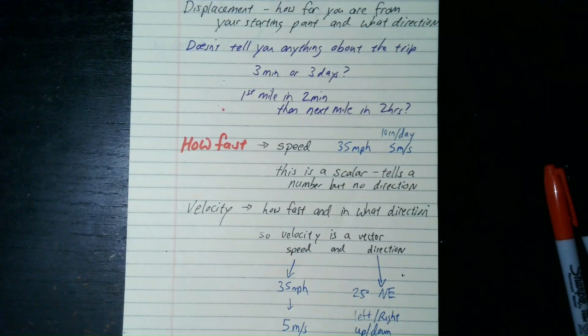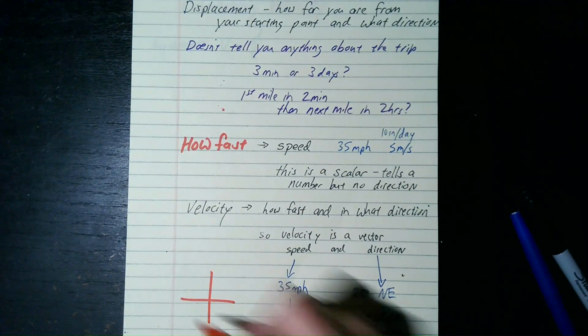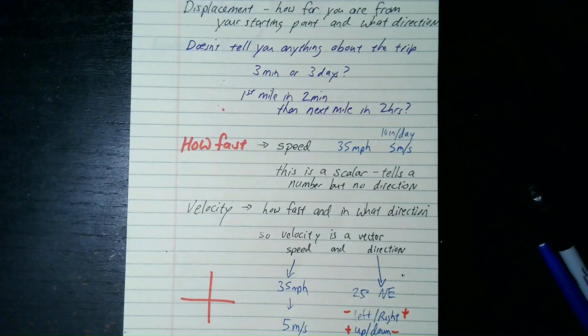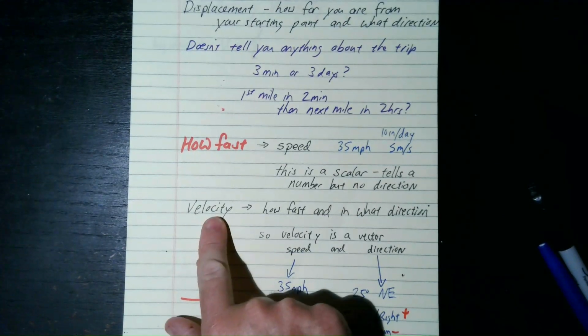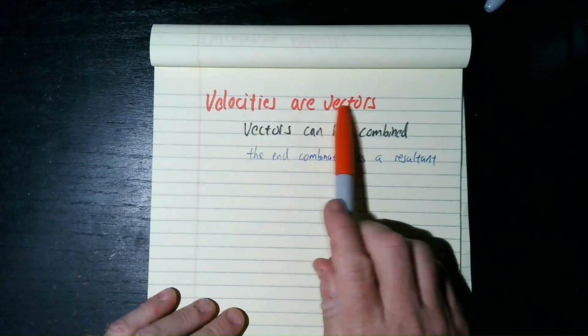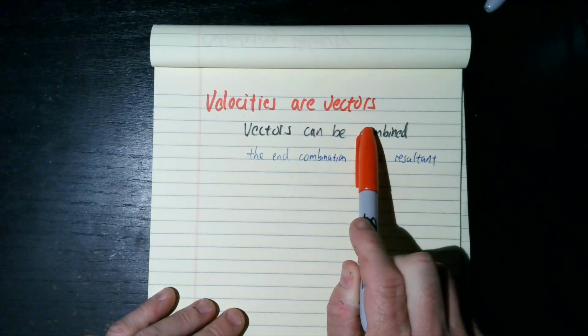And typically when we do that, we're going to assign a value. If we think about our XY coordinates, I like up to be my positive direction and down to be my negative. I like my left to be my negative direction and my right to be my positive. So once again, we're going to use positives and negatives with velocities, and the positive and negative tells us the direction. Now remember, if velocities are vectors, we know that vectors can be combined, like we did with our displacement.